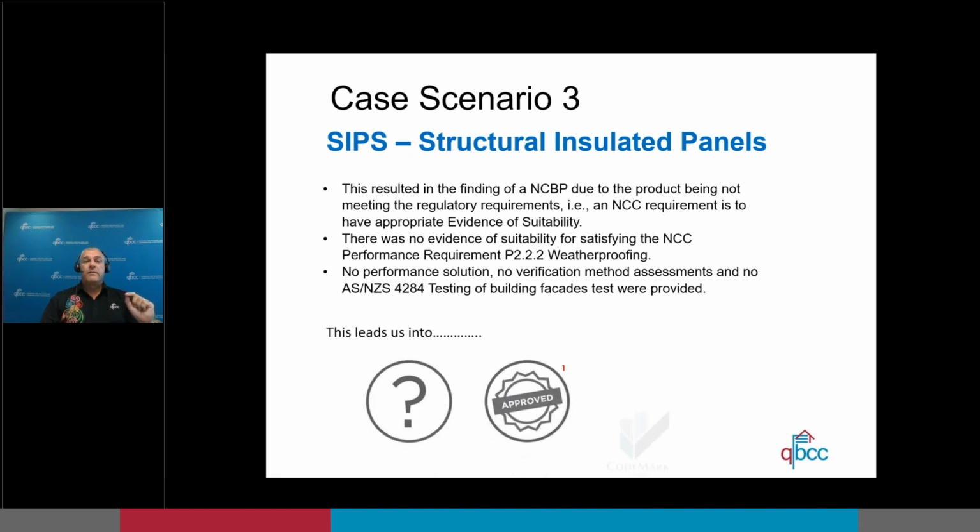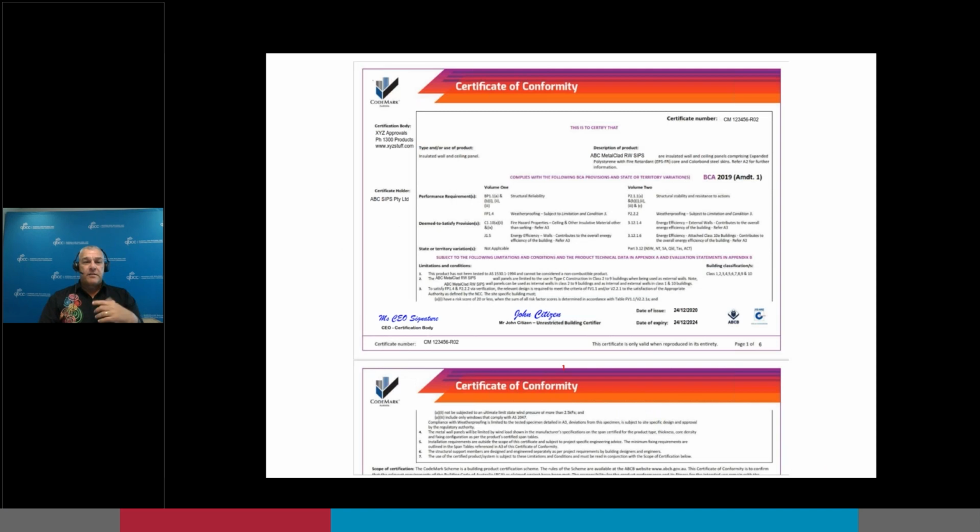To get one approved, probably the simple way, using the gold mark of evidence of suitability, would be a CodeMark certificate. So here's a CodeMark certificate. We've obviously de-identified all the bits and pieces, and you can see all the things have been changed, so it doesn't say which one it is.